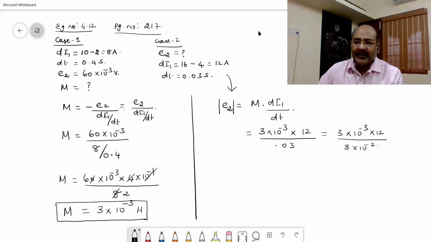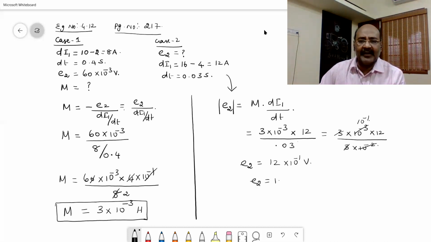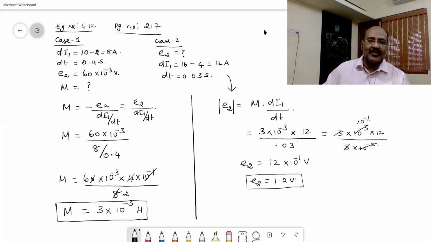So you are able to get it like this. When I am taking this, this 3 and this 3 will get cancelled, and cancelling these two, I am getting 10 power minus 1. So the EMF induced E2 equals 12 into 10 power minus 1 volt, or we can write E2 equals 1.2 volt. So the EMF induced in the second coil is 1.2 volt. Hope you have understood this problem.